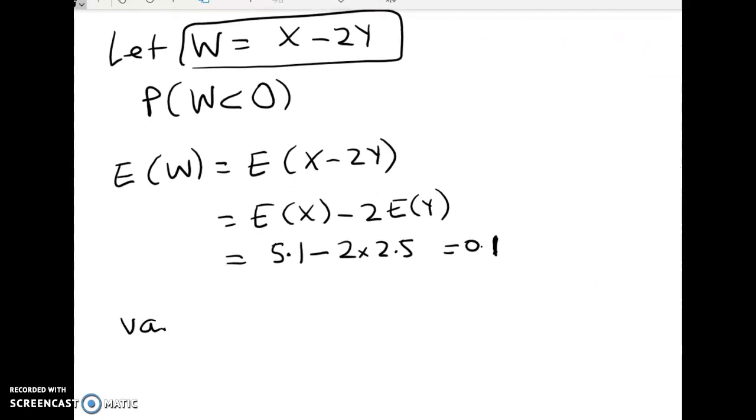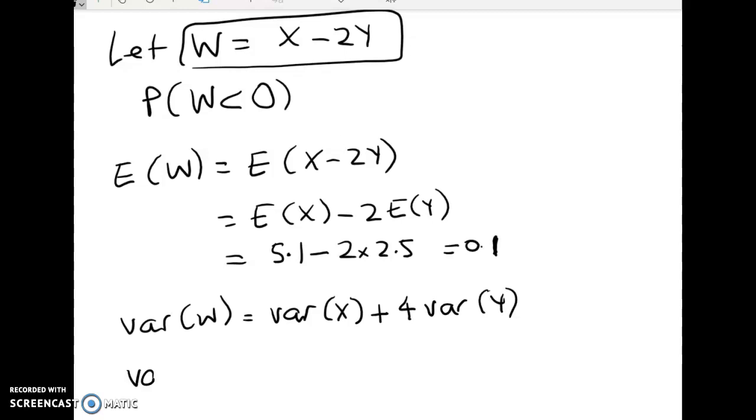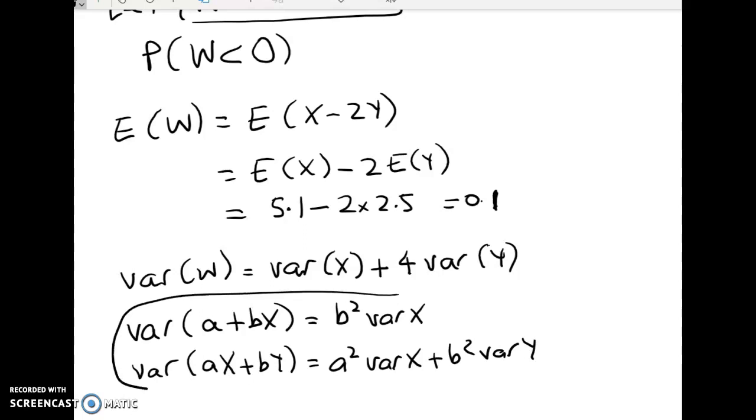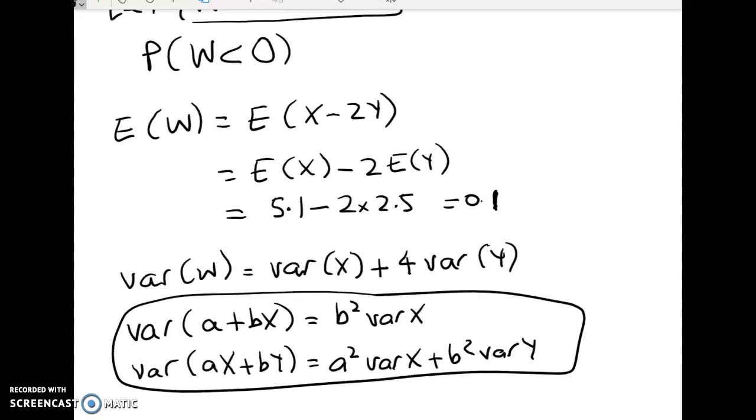For the variance, Var of w will be the variance of x plus 4 times the variance of y, right? Remember that if I have the variance of a plus bx, that equals b squared Var x. And if x and y are independent, which is the result we're using here, I can write this as a squared Var x plus b squared Var y. If you need to revise that, make sure you do, because this comes up all the time.